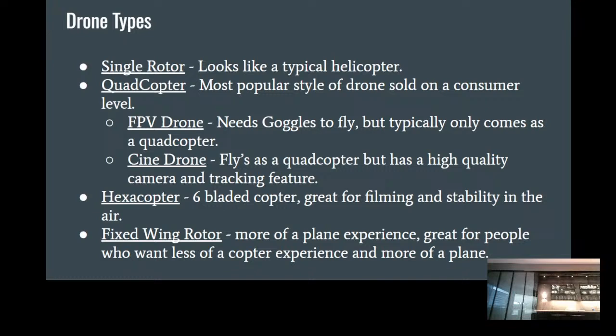Hexacopter, it's a six-bladed copter, great for filming and stability in the air. It's a really nice option if you're a professional videographer or photographer and you're looking for something a little more advanced, or something that offers you, the user, something a bit more unique and different. However, you're going to need licensing, you're going to need pilot's permits. There are a lot of things that come with a hexacopter. But again, if you're looking to go that route and become the most professional you can be, this is what you'll see on movie sets. So again, you're looking at a lot of money, but a big payoff.